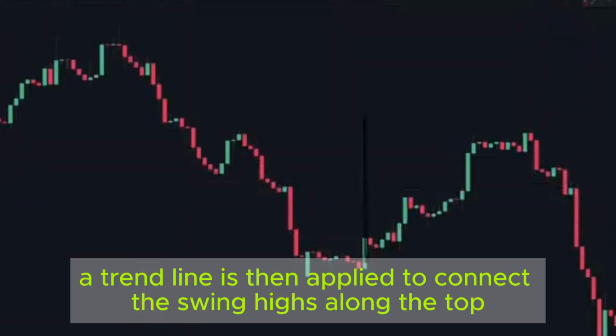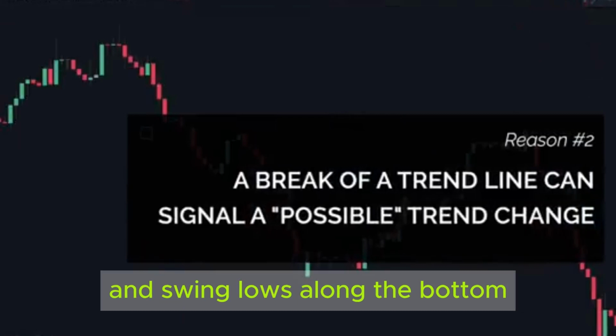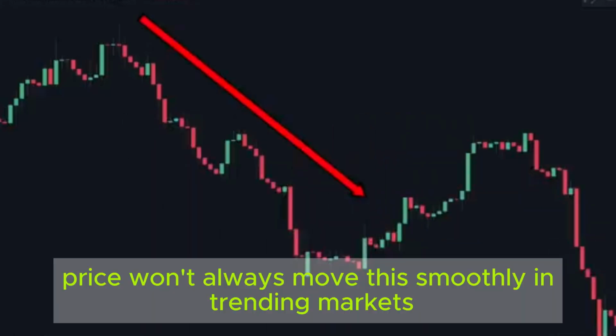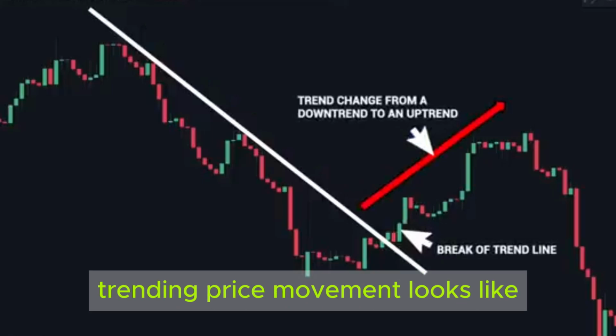Now, a trend line is then applied to connect the swing highs along the top and swing lows along the bottom. Now, this is an important point. Price won't always move this smoothly in trending markets, but we are showing you this as a reference to what an ideal trending price movement looks like.